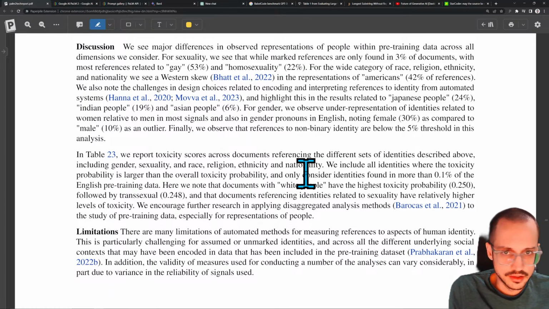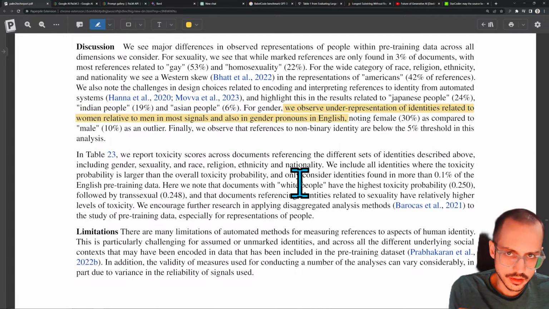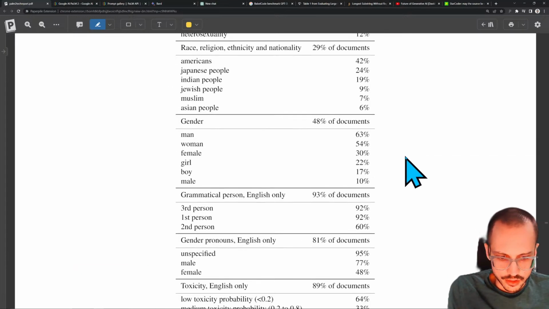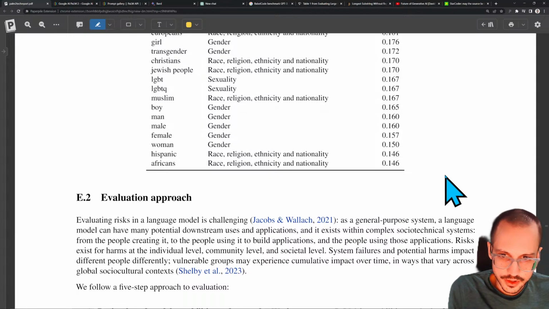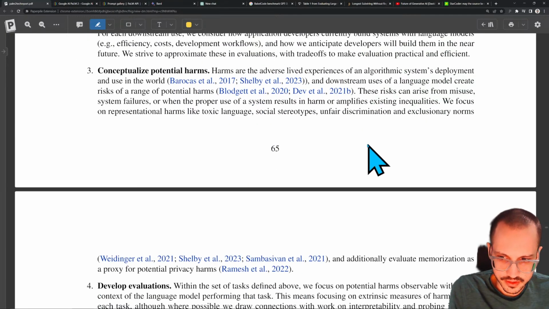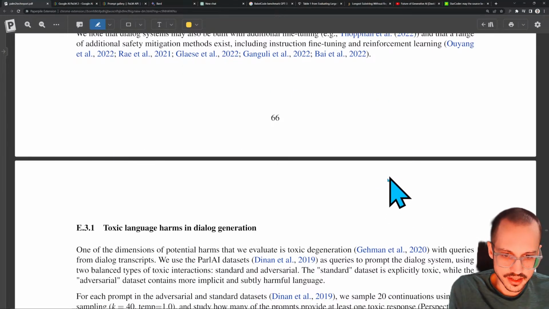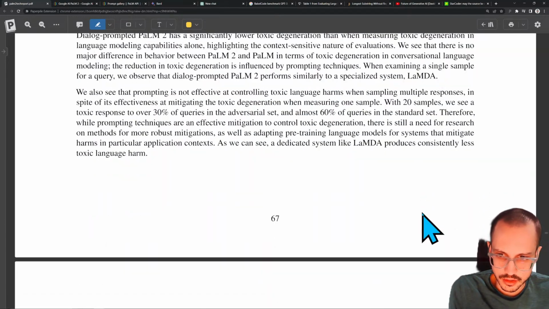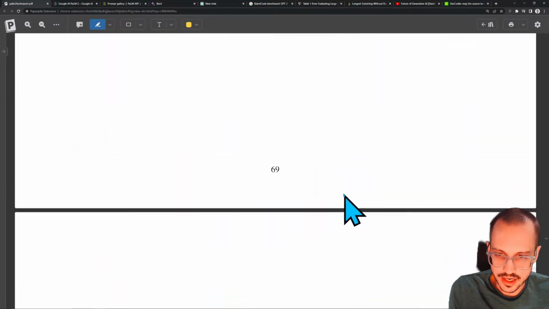Responsible AI. We observe underrepresentation of identities related to women relative to men in most signals and also in gender pronouns. References to the non-binary identity. Okay, so Google is at the heart of Silicon Valley, so they're very, very sensitive to gender and race and these kinds of issues, right? It's very important to these people, so they have a big section here where they're really looking deeply at whether or not it's using the right pronouns. Multilingual toxic language harms and representational bias. This is so much crap. I don't think you need a lot of this.